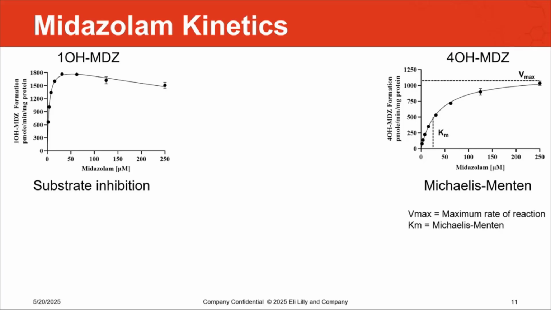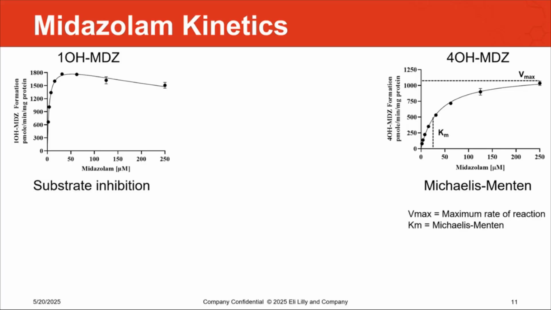This is deemed substrate inhibition, whereby the substrate itself is inhibiting the formation of its own metabolism. Conversely, if we look at the 4-hydroxymidazolam, we see more of a Michaelis-Menten relationship, whereby at a certain point of concentration of midazolam, we reach a maximum rate of reaction, which is your Vmax. Now, the concentration at which half of Vmax occurs of the substrate is what's called your Km, or your Michaelis-Menten constant. And this is denoting the affinity of your enzyme towards your substrate.